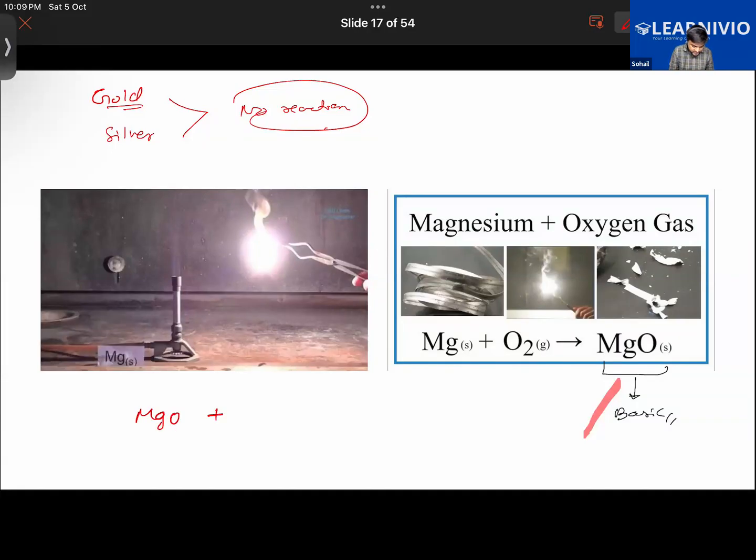Okay, Ramesh. And then we are going to add water in it. After this, we'll be having a solution, and that will be magnesium hydroxide. Magnesium oxide dissolves with water to give magnesium hydroxide. So now we have this in the liquid state. We have this in the aqueous state now.